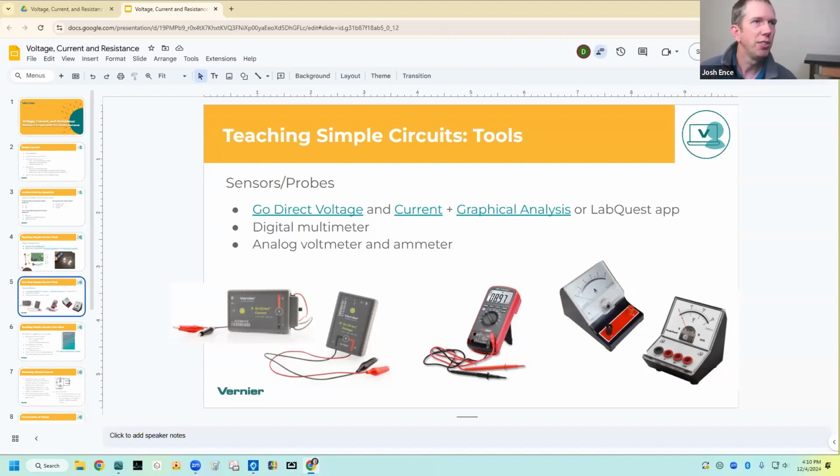And thanks for that suggestion, Fred. McMaster-Carr, we use McMaster-Carr for lots of things. I don't know that I've ever used Mini Science, but I'll have to check that out.